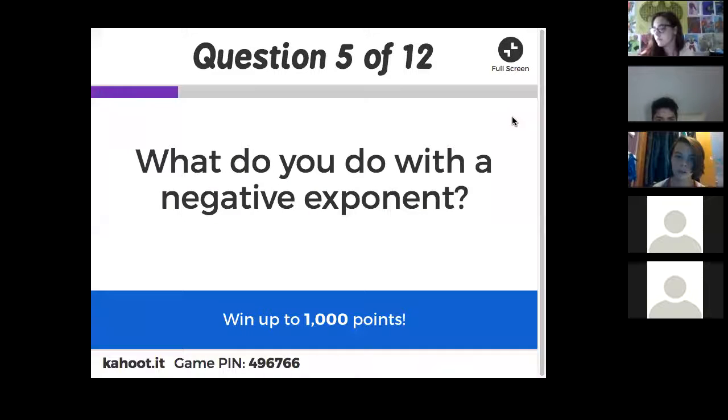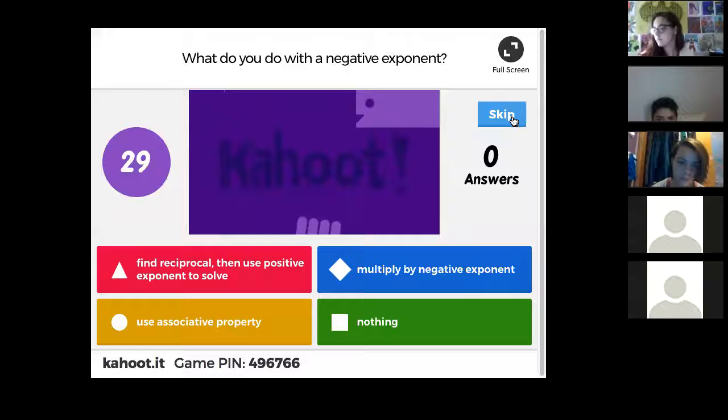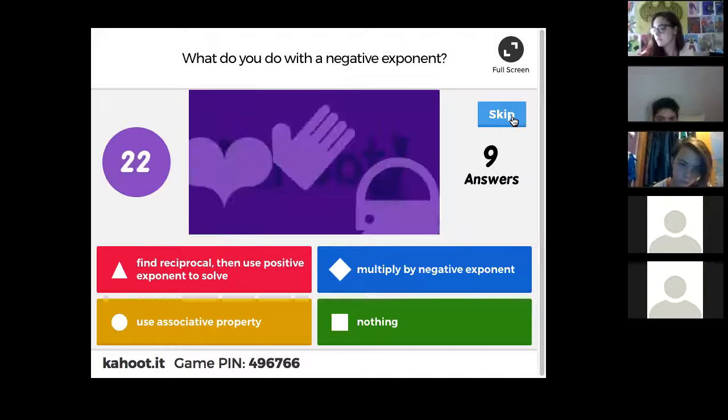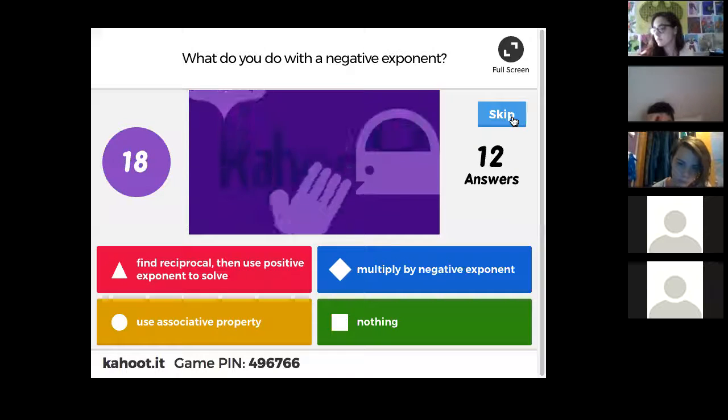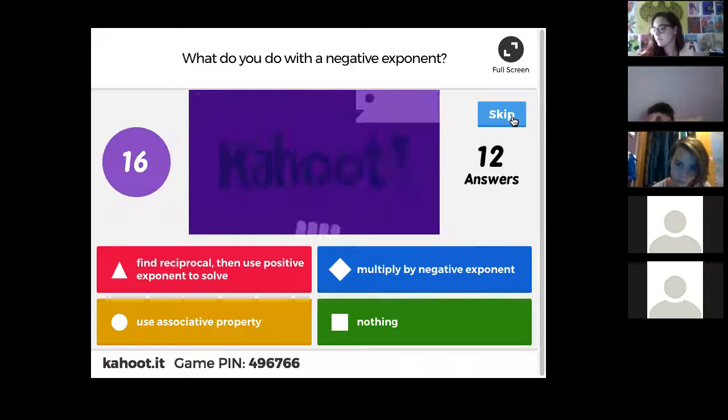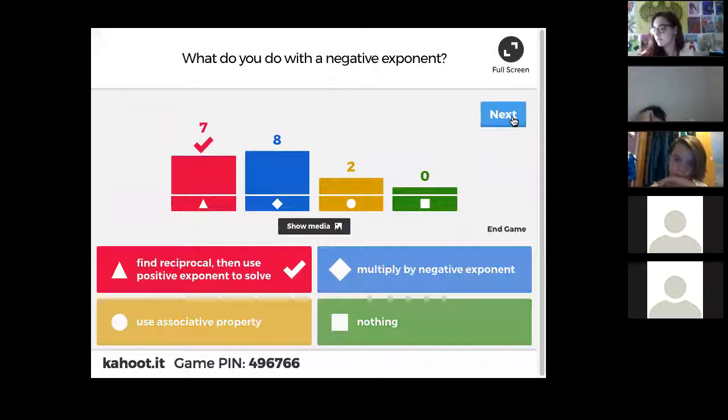What do you do with a negative exponent? Oh, good. No one picked green. So you find the reciprocal. Who can tell me what reciprocal means?